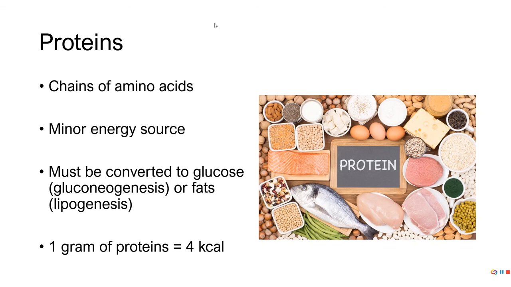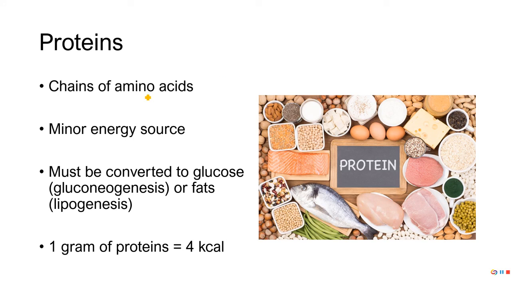Next, we've got proteins, and proteins are just chains of amino acids. And amino acids are these compounds that contain nitrogen. There's a lot of different types of proteins that we'll talk about more next week. But they're a relatively small source of energy. Okay, we don't really use protein for energy that much. We use protein for other things. And in fact, in order to use proteins, we generally convert them into glucose or into fat.